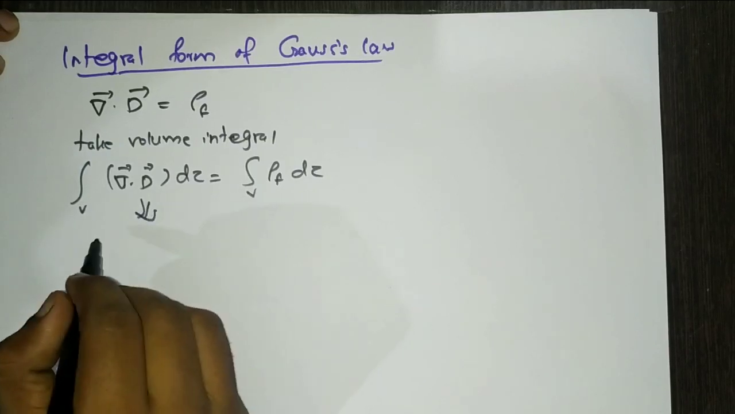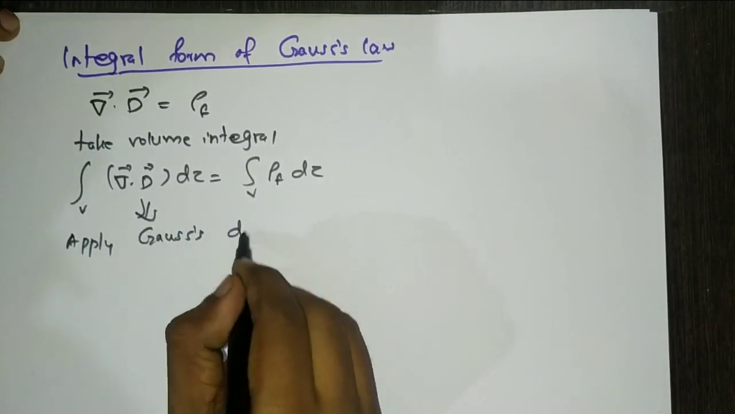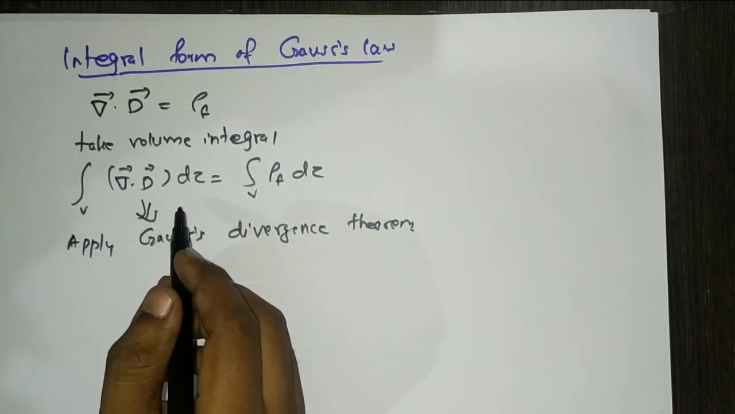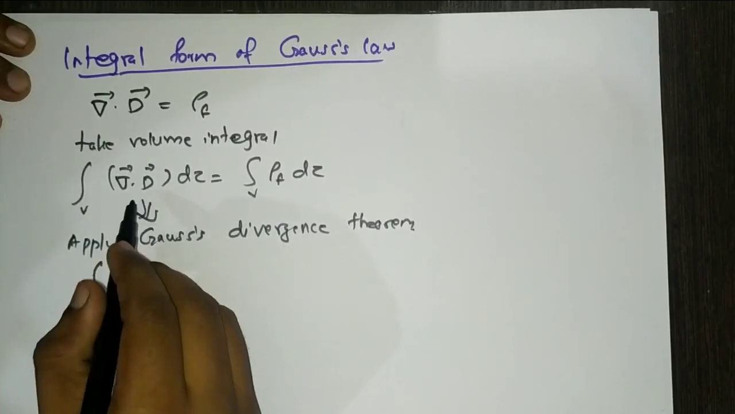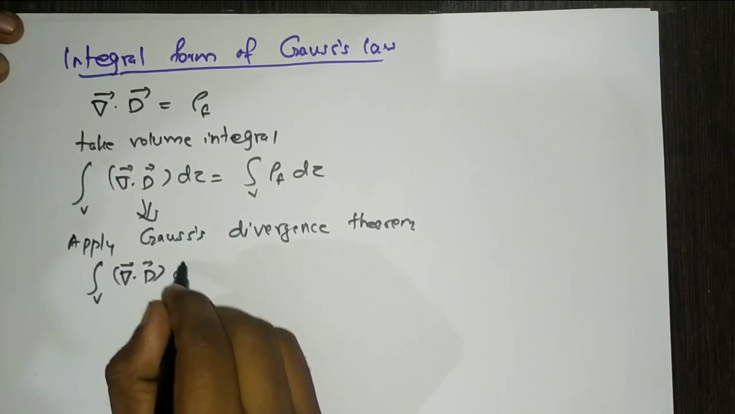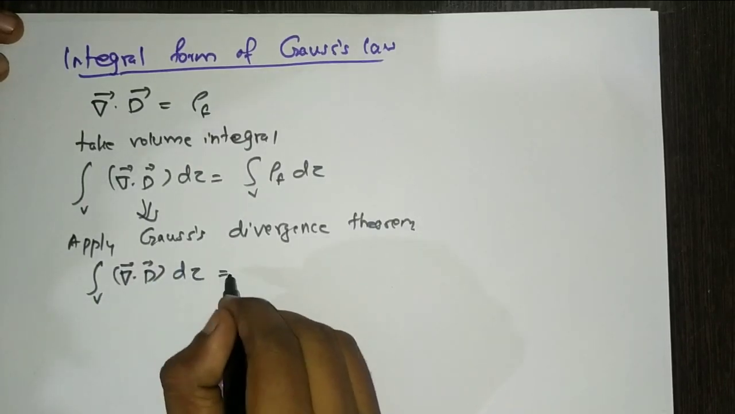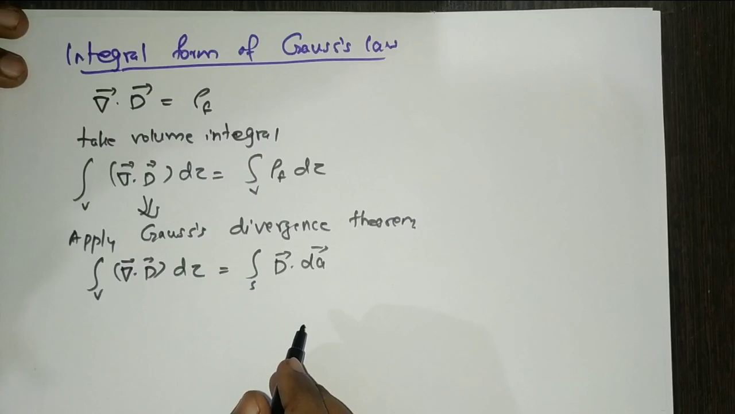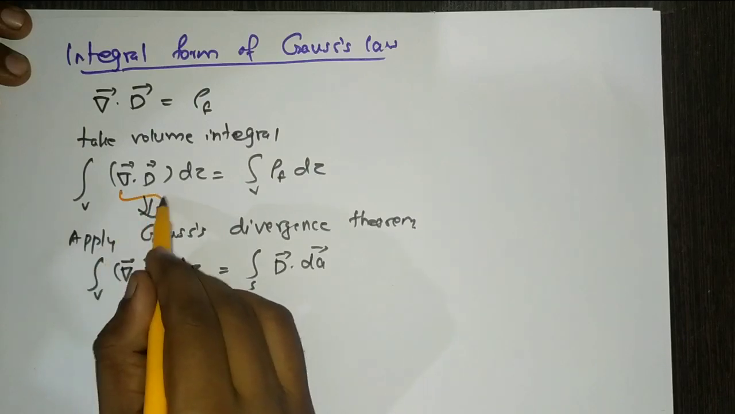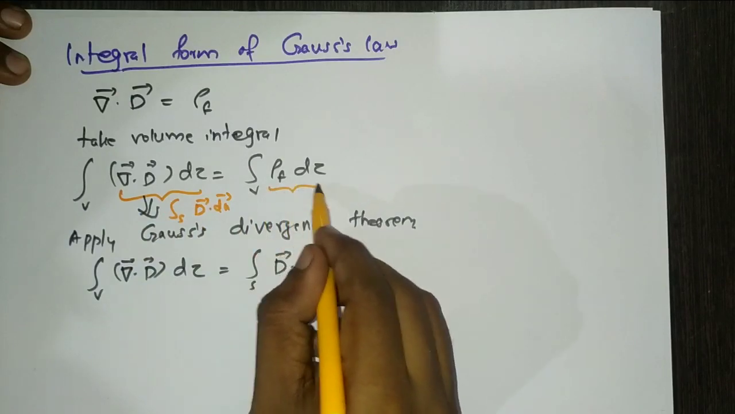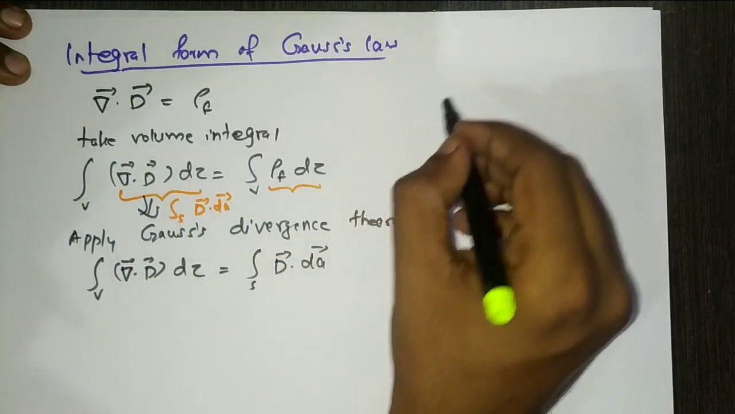Now apply Gauss's divergence theorem. Gauss's divergence theorem converts the volume integral to the surface integral. The left hand side of this equation, the volume integral of del dot D, can be written as the surface integral of D dot dA. Therefore, the left hand side becomes the surface integral D dot dA. The right hand side, let us see what I will replace it with.